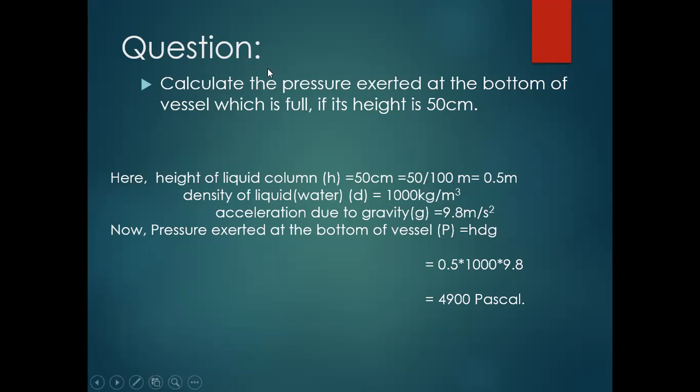Now we apply the formula related to the law of liquid pressure. P equals h, height or depth 0.5, density 1000, and acceleration due to gravity 9.8. Multiplying all these, we get 4900, and the SI unit of pressure is Pascal, so 4900 Pascal. In this way, we find the value of liquid pressure by using this formula.